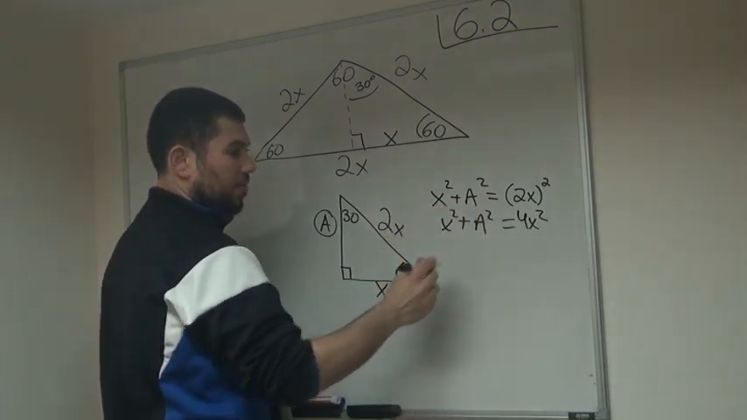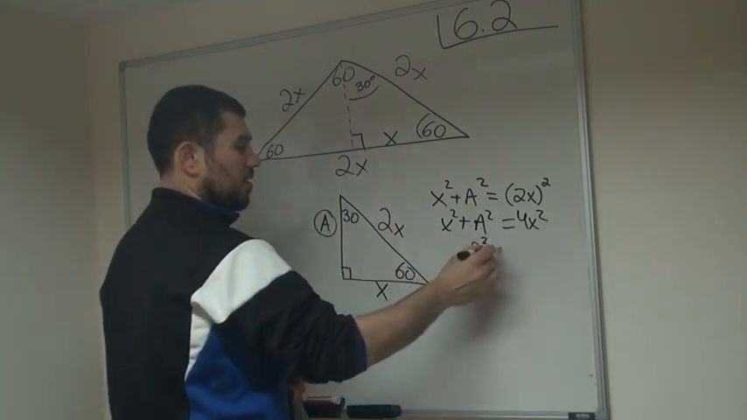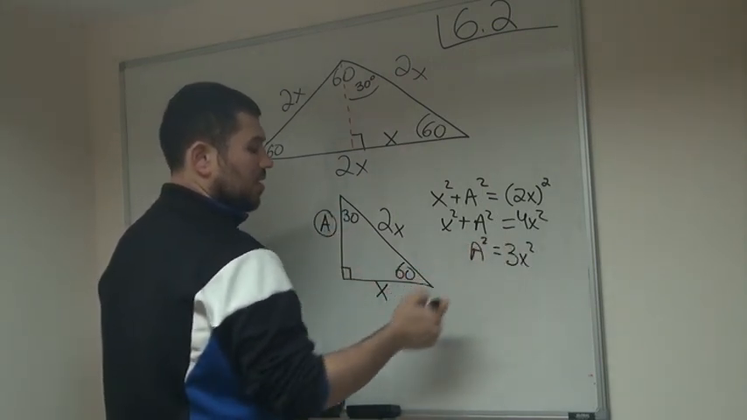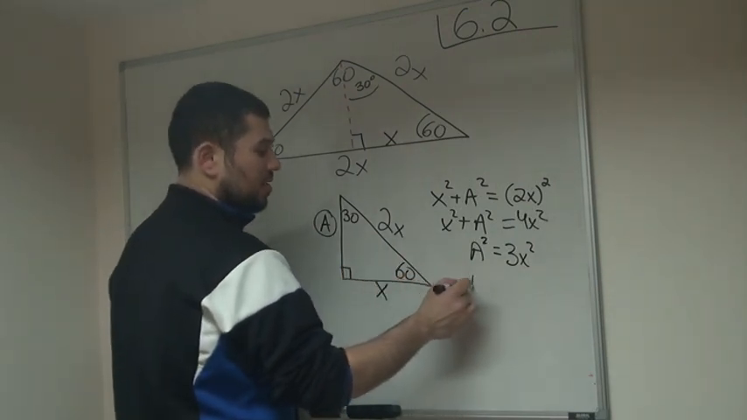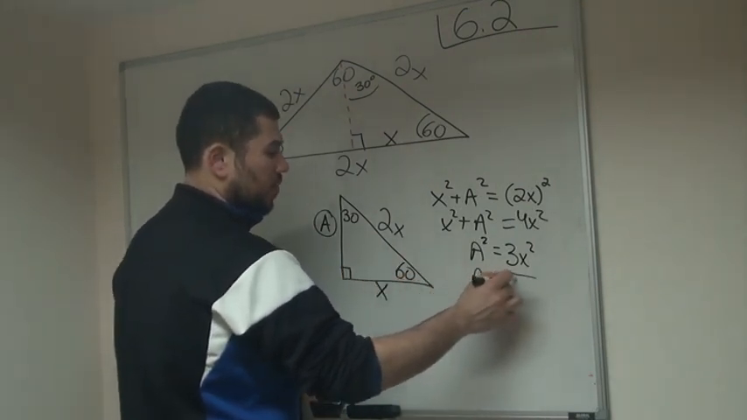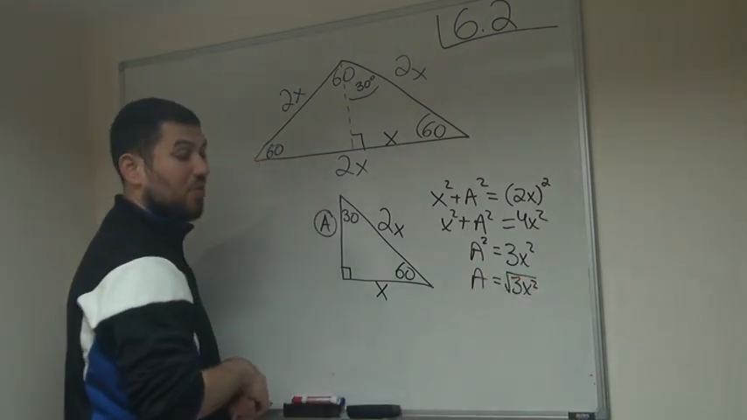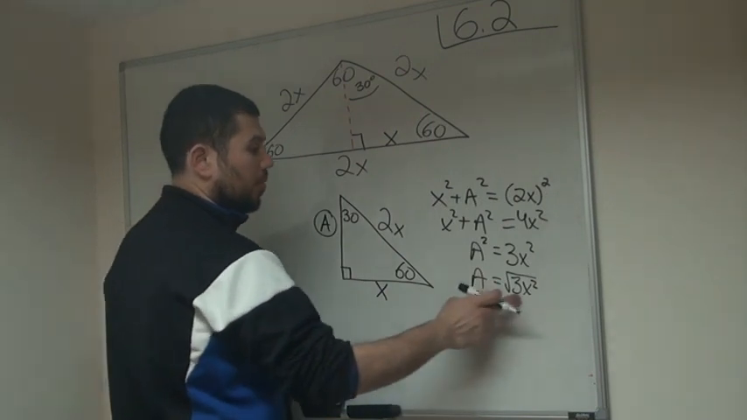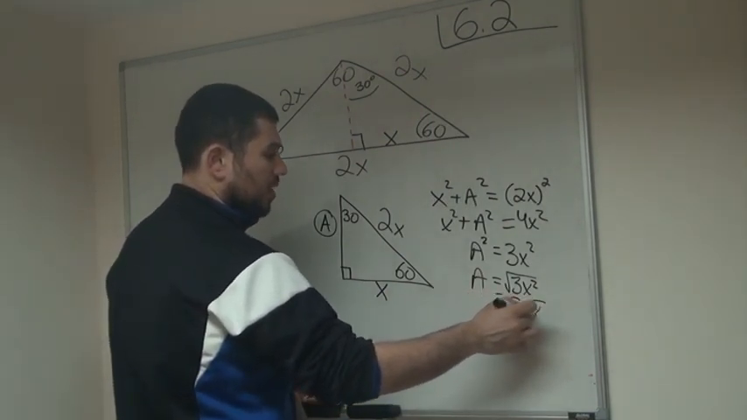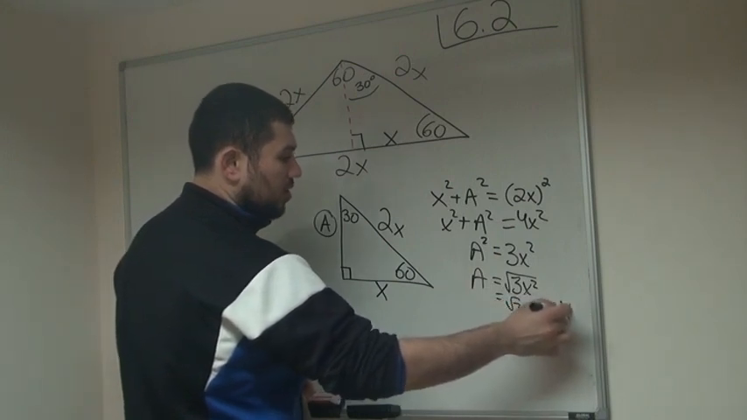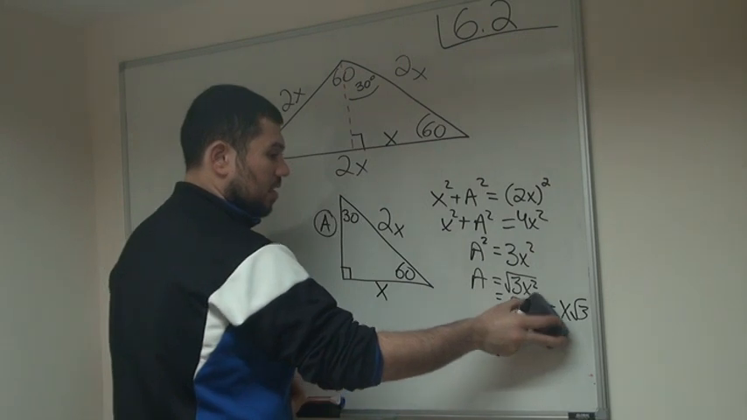Subtract an x squared from both sides, and my adjacent to 30 side, a squared, would be 3x squared. If I want a by itself, I need to square root both sides. a would be the square root of 3x squared. Now again, breaking up this radicand into its two component parts or factors would give me root 3 times root x squared, or x root 3, because the square root of x squared is x.